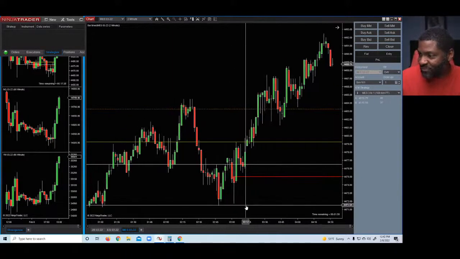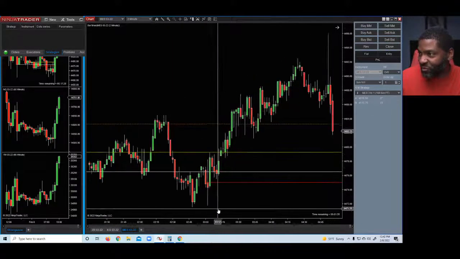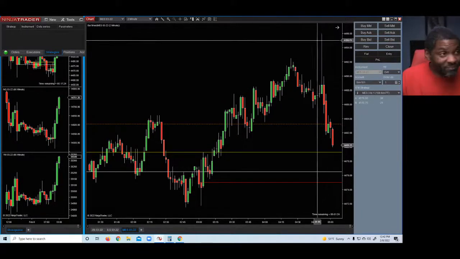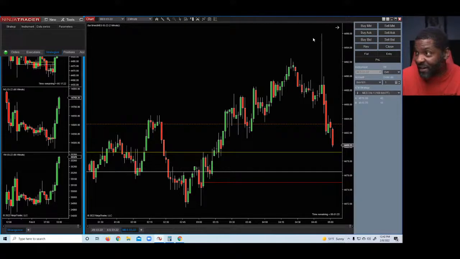fall from grace right here. I watched this fall from grace right here. I was in here when this candle happened. When that long candle right there, I was in here when that big candle happened, right?